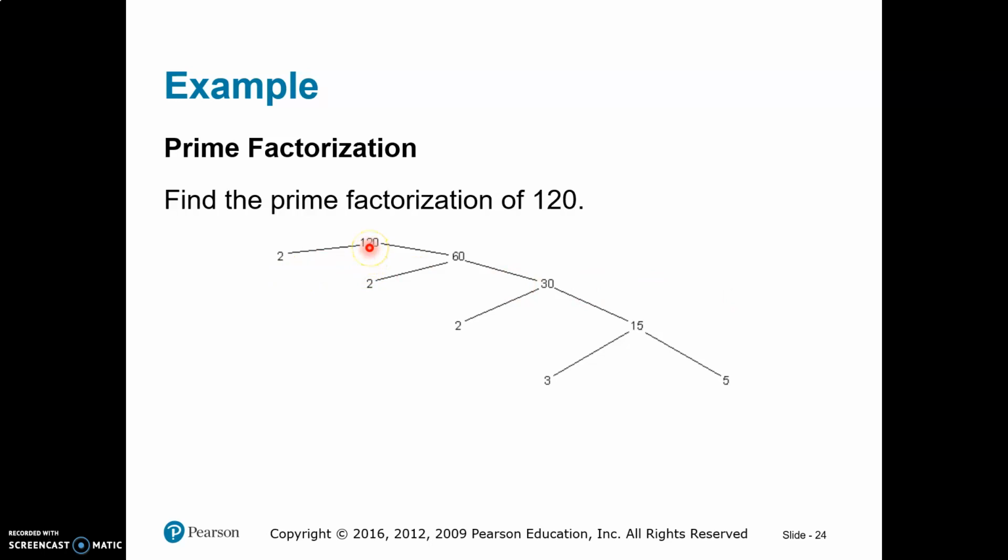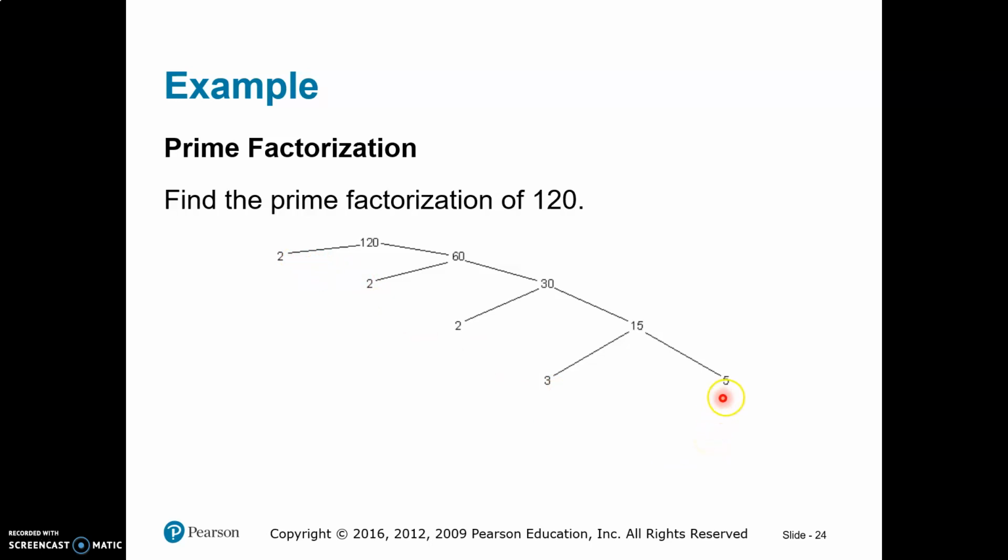Okay, so in this diagram, you see that 2 times 60 is 120. 2 is a prime, so we keep that. 2 times 30 is 60. 2 is a prime, we keep 2. 30 is 2 times 15. Again, 2 is a prime, we keep the 2. 15 is 3 times 5. 5 and 3 are primes, so everything now is prime numbers.